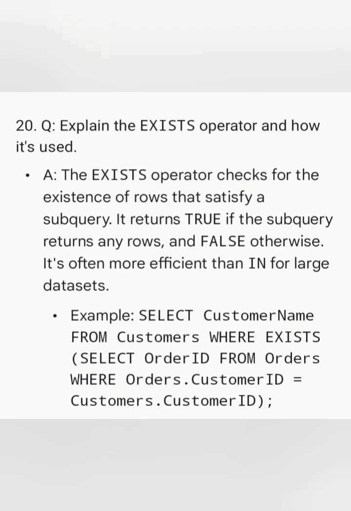20. Q. Explain the EXISTS operator and how it's used. A. The EXISTS operator checks for the existence of rows that satisfy a subquery. It returns true if the subquery returns any rows and false otherwise. It's often more efficient than IN for large datasets. Example. Select customer_name from customers where exists (select order_id from orders where orders.customer_id = customers.customer_id).